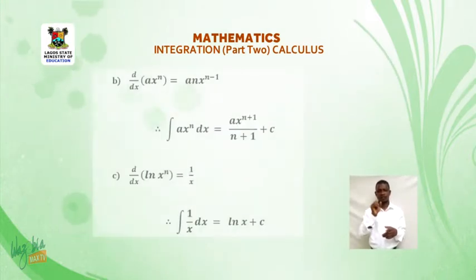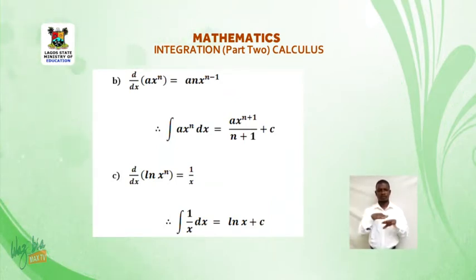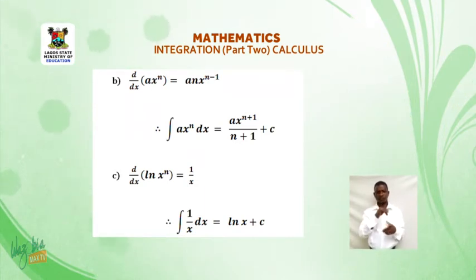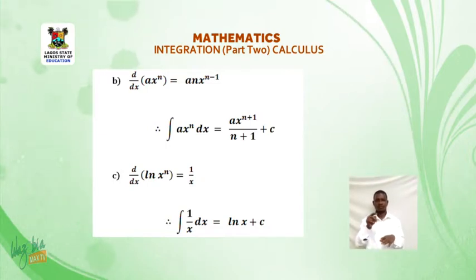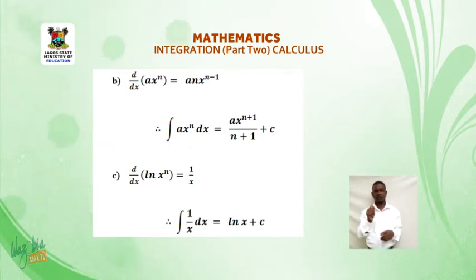B. The derivative of ax raised to power n is equal to a n x raised to power n minus 1. Therefore, the integral of ax raised to power n with respect to x is equal to ax raised to power n plus 1 over n plus 1 plus c.